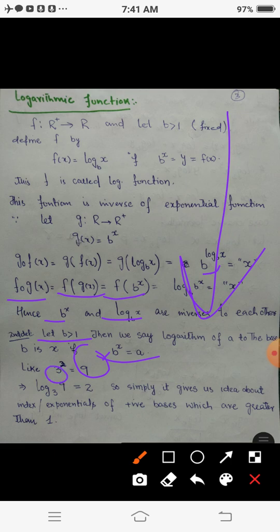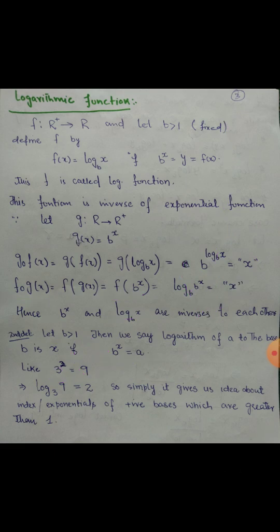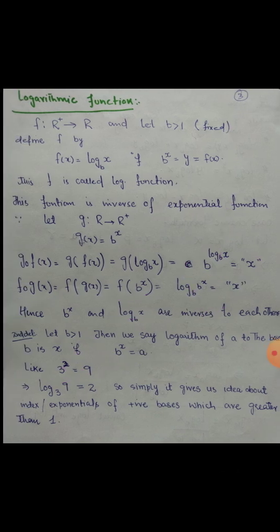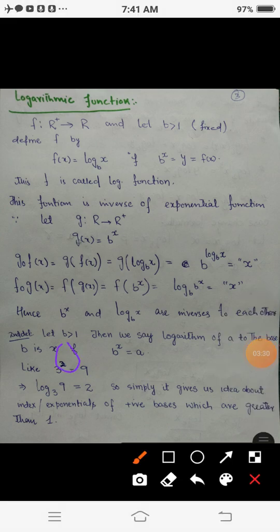So simply it gives us an idea about the indices or exponents or degrees of a positive base which is greater than 1, because here log of 9 with base 3 is 2, so 2 is the index, or 2 is the power for this. So it gives us an idea about the exponents of positive bases which are greater than 1.